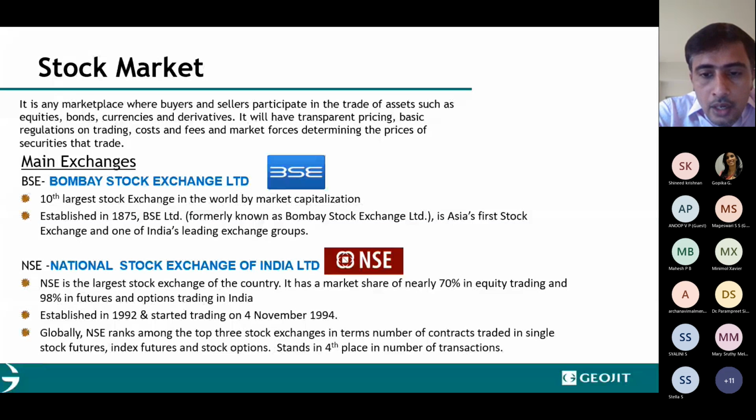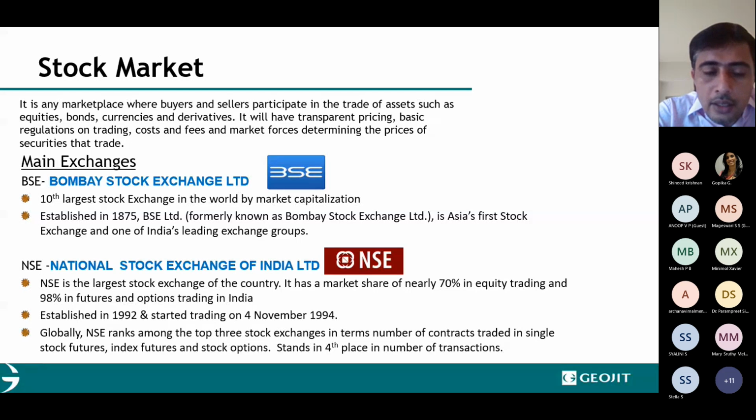If you see the share trading volumes in India, around 70% of the volumes are happening in the NSE, whereas BSE is also supporting it. Almost 98-99% of the shares listed in NSE are also listed in BSE. So it doesn't make much difference whether I purchase or sell my stocks in BSE or NSE. It is up to the investor to decide which exchange to go on and commit the order. NSE was established in 1992 and started trading in 1994.